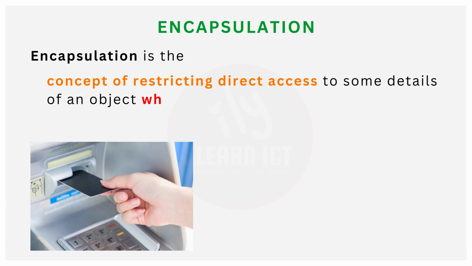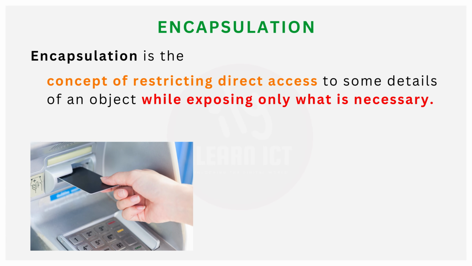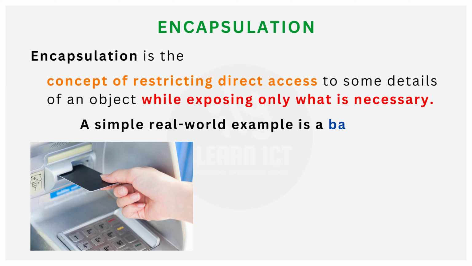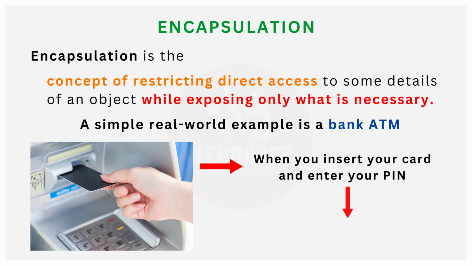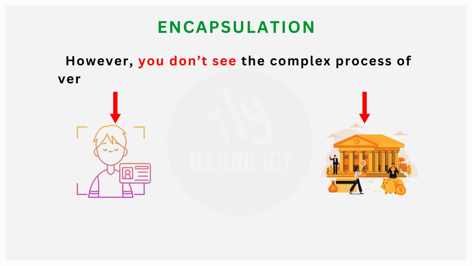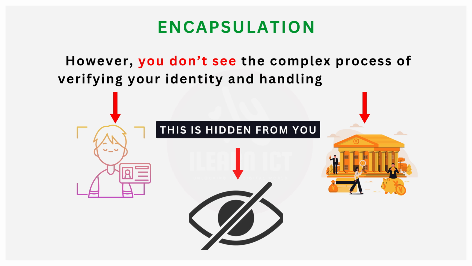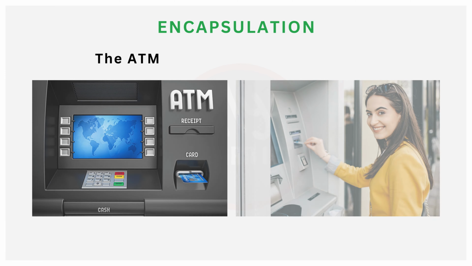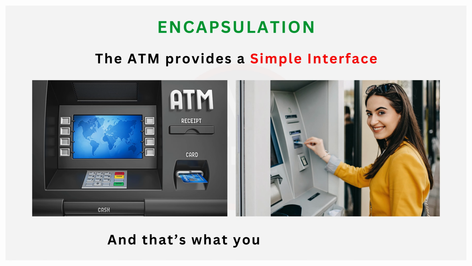Encapsulation is the concept of restricting direct access to some details of an object while exposing only what is necessary. A simple real-world example is a bank ATM. When you insert your card and enter your PIN, you can access your account. However, you don't see the complex process of verifying your identity and handling transactions. This is hidden from you. The ATM provides a simple interface, and that's what you interact with.